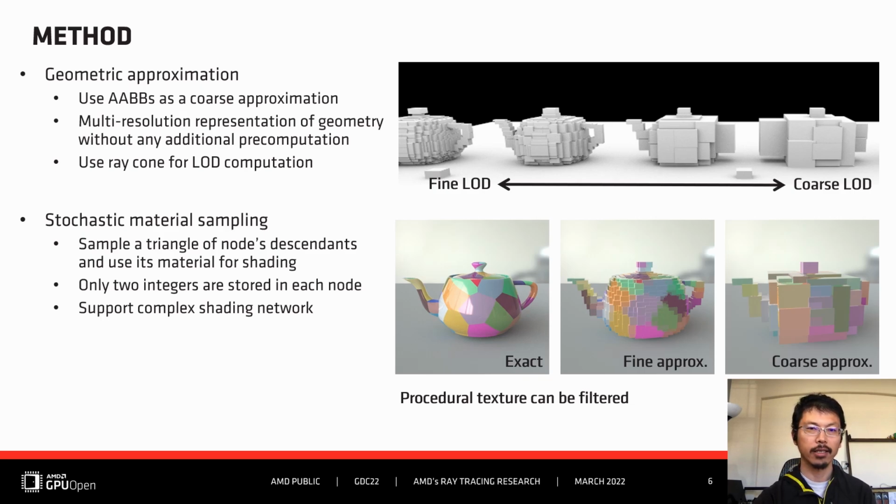In this example, this teapot has a procedural Voronoi texture, and as you can see in the image in the middle, the border of each Voronoi cell gets smoothed as it goes to an approximation. With this, we can use this approximation for other ray types as well. We integrated it into our path tracer, which supports complex material networks.